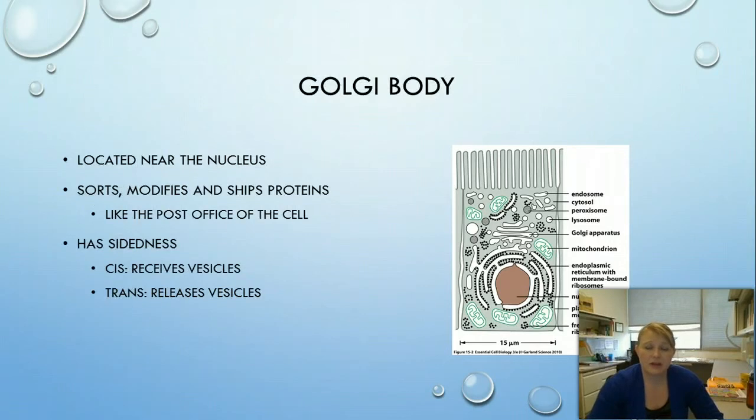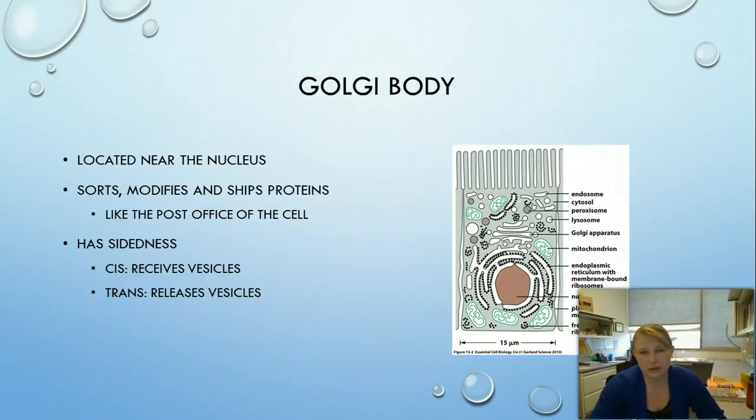The next one is our Golgi body, and it's located near the nucleus, but it's not directly attached to the nucleus like the ER is. It's not directly attached to the ER, it's actually separate. And it's responsible for sorting, modifying, and shipping proteins. It's really like the UPS center, the post office of the cell, and it helps ensure that proteins and other things being produced in the cell get to the right place. And so that's what's important about the Golgi, is it helps get everything going.